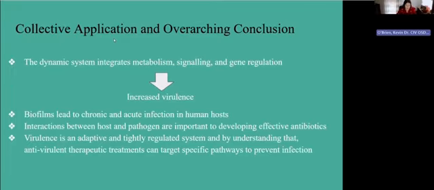And the collective application of this essentially is saying that the dynamic system integrates processes such as metabolism, signaling, and gene regulation, all to increase its virulence. And biofilms lead to chronic and acute infections in human hosts. Interactions between host and pathogen are important to developing effective antibiotics. And virulence is an adaptive and tightly regulated system. With that understanding, antivirulent therapeutic treatments can target specific pathways to prevent infection. Each of the four studies that I did on this, their conclusions alluded to a promising future for antibiotics and potential other approaches to mitigating this severe infection.